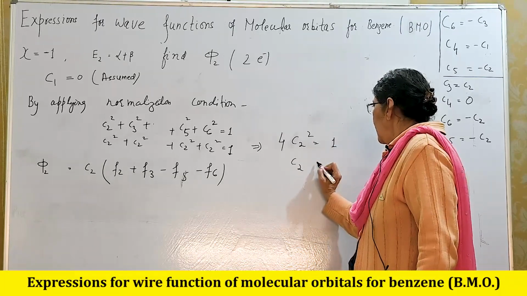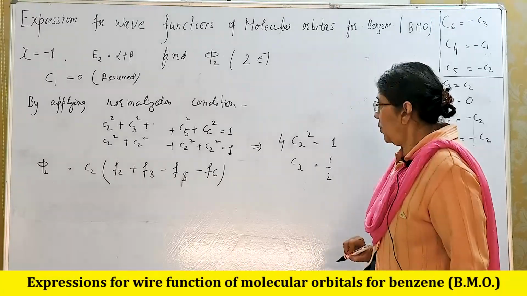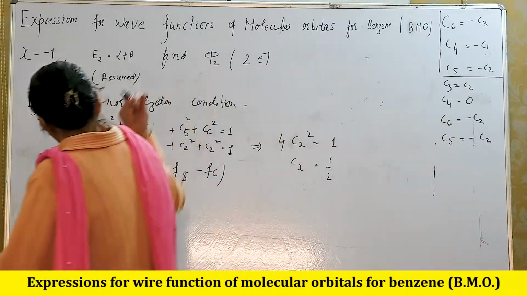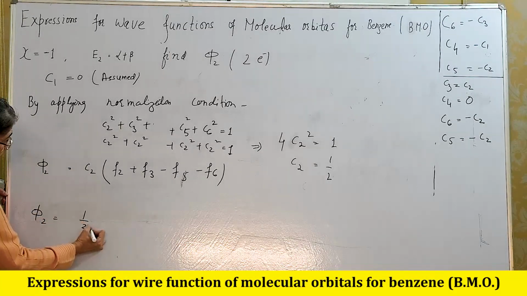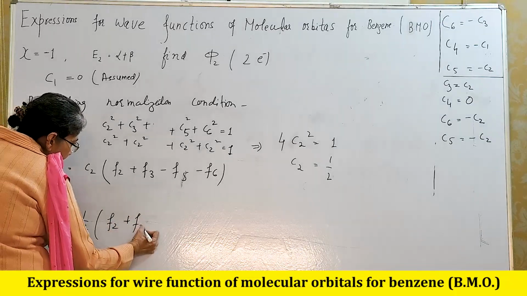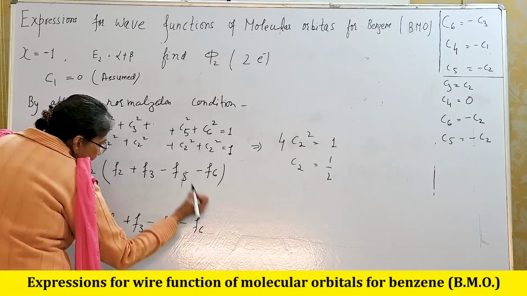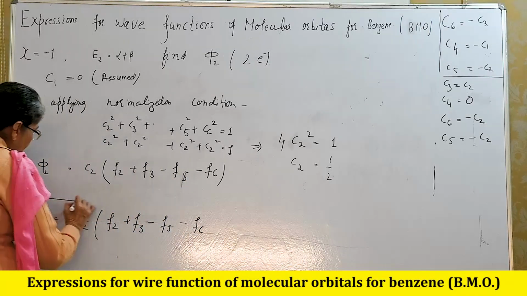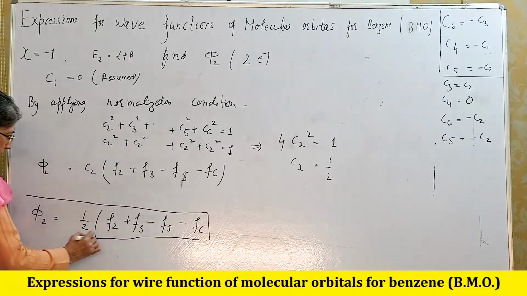Therefore, C2 is equal to 1 by 2. So here we get the value of phi 2, that phi 2 is equal to 1 by 2 (F2 + F3 − F5 − F6). This is molecular orbital number 2.